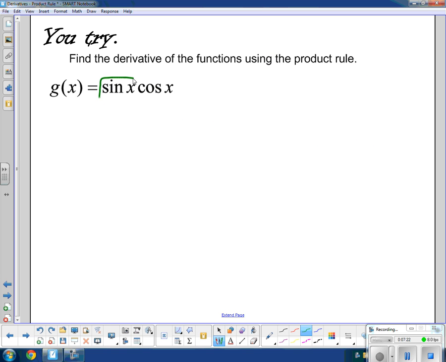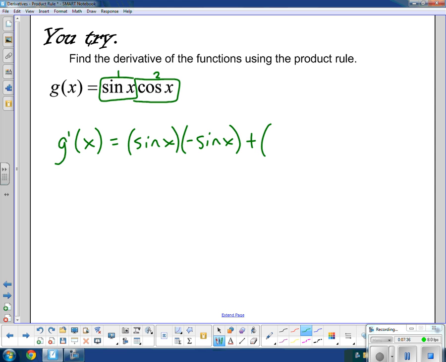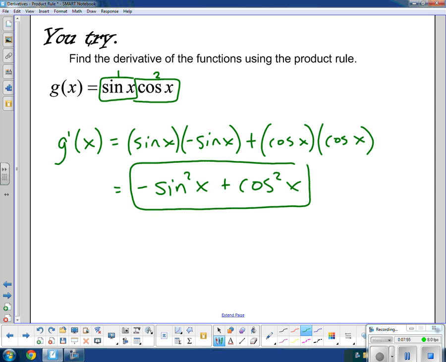So here's my two pieces, sine of x and cosine of x, my 1 and my 2. So the derivative, g prime of x, would be 1 d2 plus 2 d1. And notice from here, we can simplify this, and this is very easy. I don't have to, but I can notice that sine of x times negative sine of x is just going to give me negative sine squared of x plus cosine squared of x. This right here is our derivative, g prime of x. Hopefully that's what you got. Let's take a look at the third example.